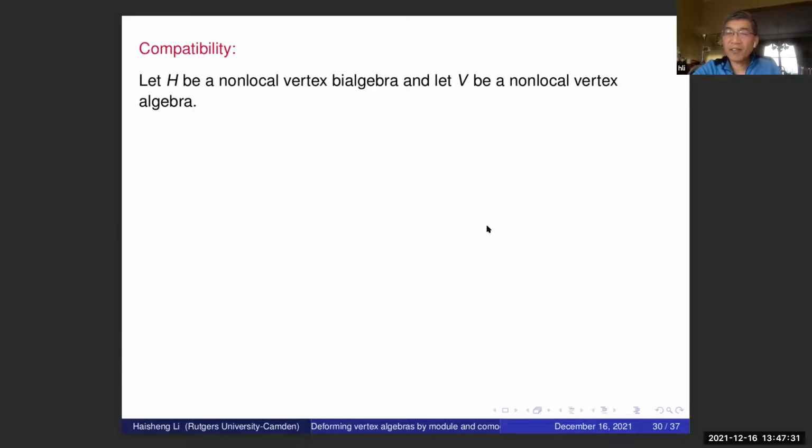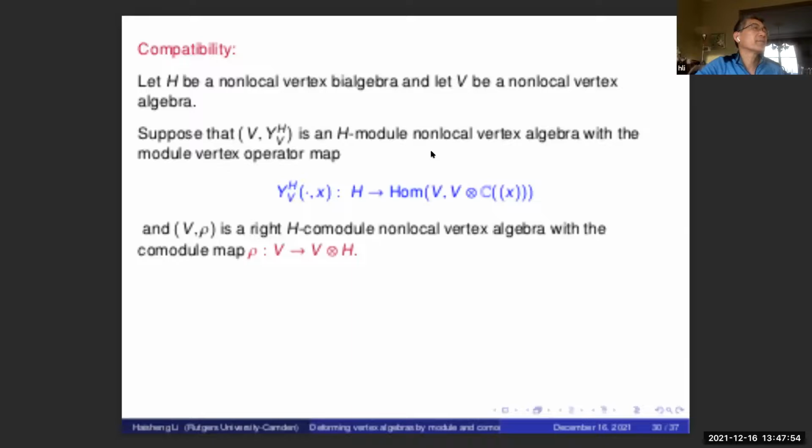We want to combine the left module structure together with the right module structure, and to deform the vertex algebra structure. If we want to use the two, of course, we need compatibility. So we need to assume both of them are compatible in a certain way. So suppose H is a non-local vertex bialgebra, and V is a non-local vertex algebra.